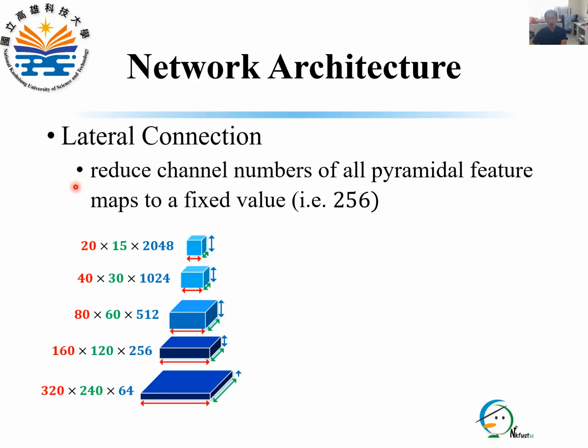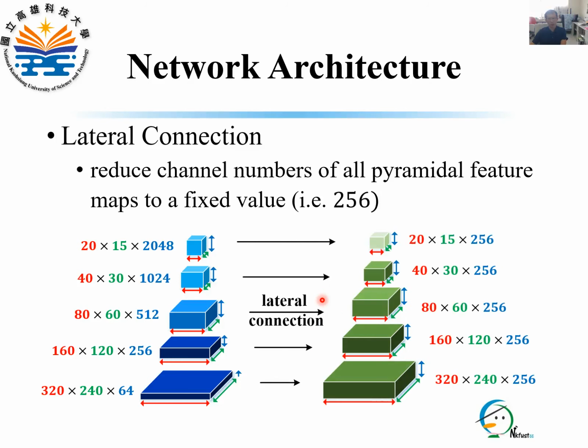The function of lateral connection is to reduce the channel numbers of all pyramidal feature maps to a fixed value, for example, 256 used in this work. For a pyramid hierarchy from the bottom-up pathway, the lateral connection converts all feature maps with different channel numbers to the ones that are all with the same channel number equal to 256.